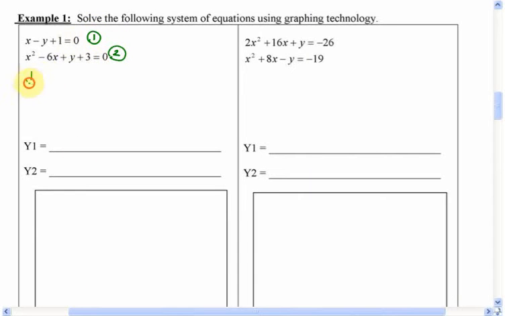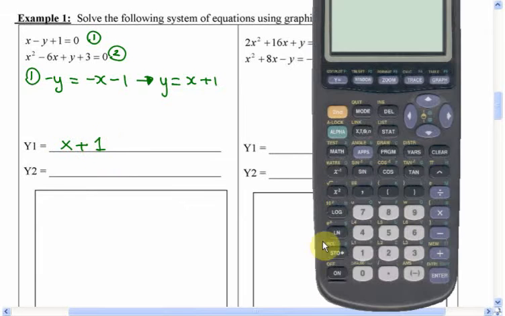If I were to take number 1 and try to solve for y, I'd like to just keep it on the left-hand side. I want to isolate it. So I'm going to say negative y equals to, I'm going to bring the x over to negative x, and the 1 over to the right-hand side to make it -1. Don't like that negative, so I'm going to divide everything by -1. Y equals x plus 1. And that's what I'm going to ask you to type into your calculator.